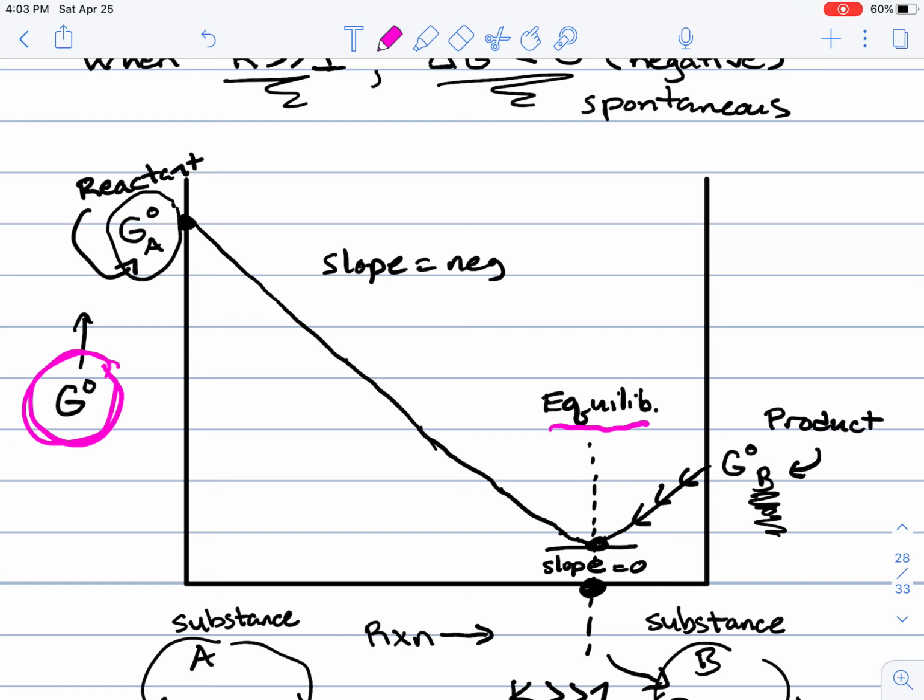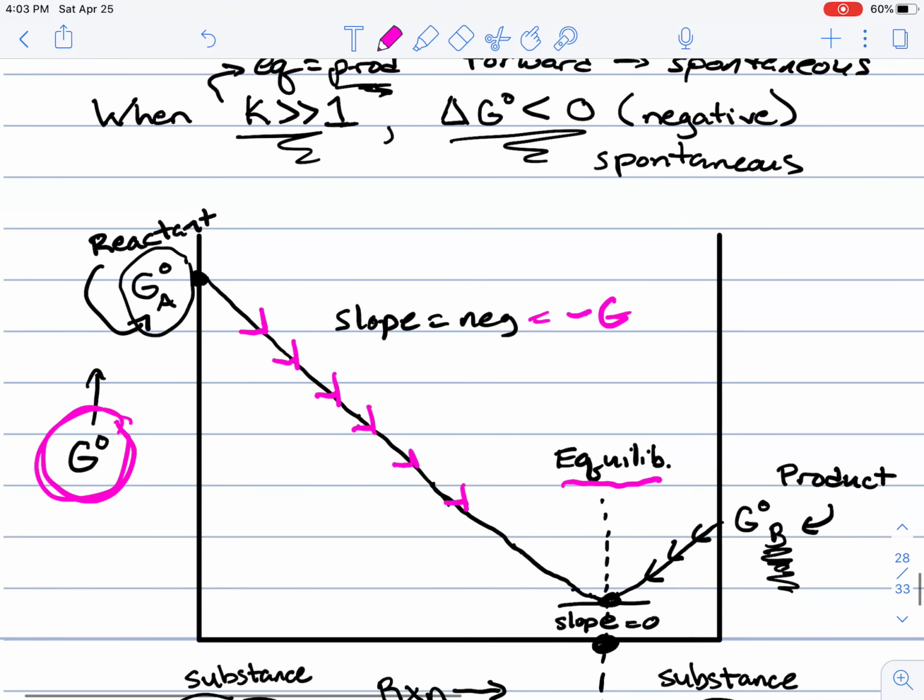Okay. And so right now we're just focusing on following the path down the hill, because that'll give us a negative slope, which is going to represent negative G, or free energy. And we know that if the value is negative, then it's going to be a spontaneous process.